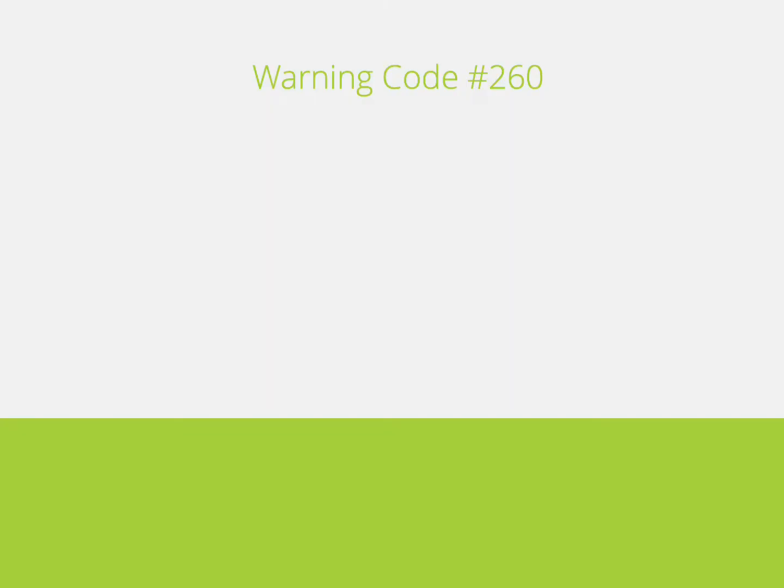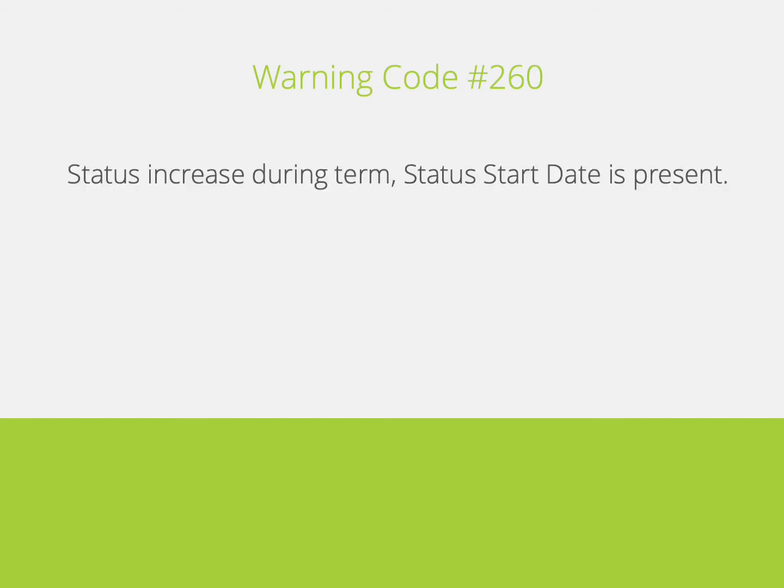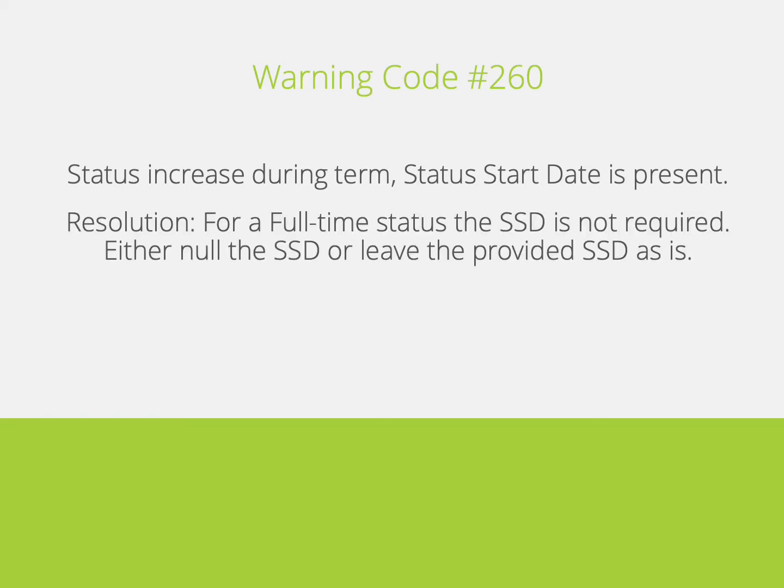The next warning code is number 260. This is a status increase during the term and a status start date is present. To resolve, for a full-time student, review the status start date provided. If this is the date you want, you can leave the date as is. If you want the status start date to equal the term begin date, you can null the date from the student status start date field.